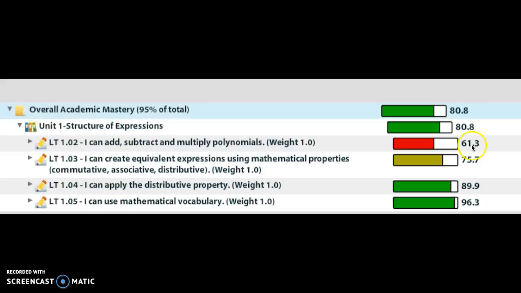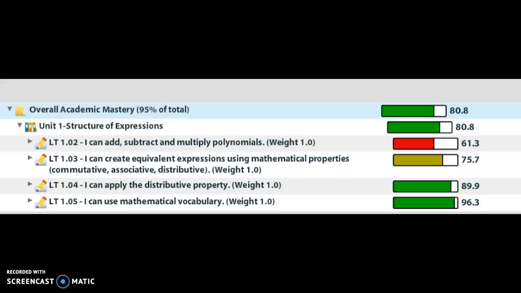So remember, those are all different weights. An exit ticket counts 1 time in your grade, a quiz counts 3 times, and your unit assessment counted 5 times. So that's all averaged together, and here is this student's overall average for learning target 1.02. This is their overall average for learning target 1.03, and so on for 1.04 and 1.05.